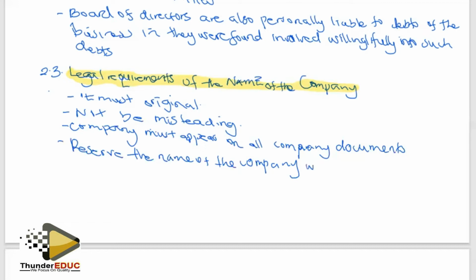With the registrar of companies. Okay, so that no one else should take up that name. It's not compulsory though. It's very important. The company name must not be similar to any other business name.